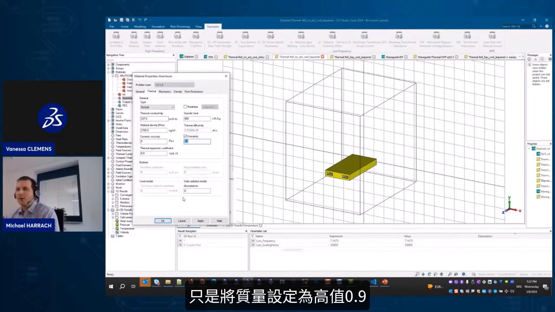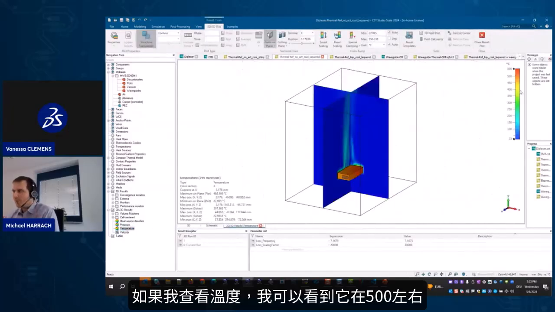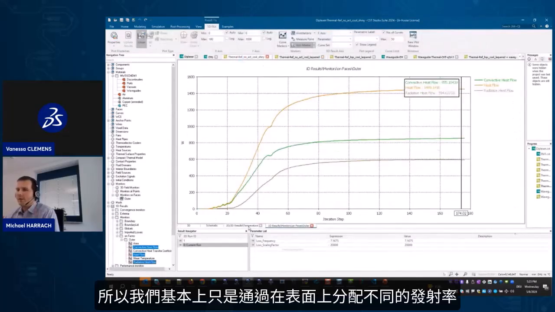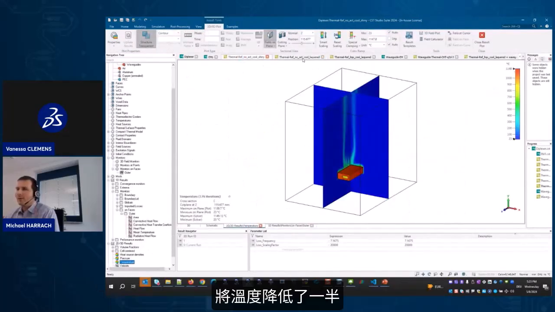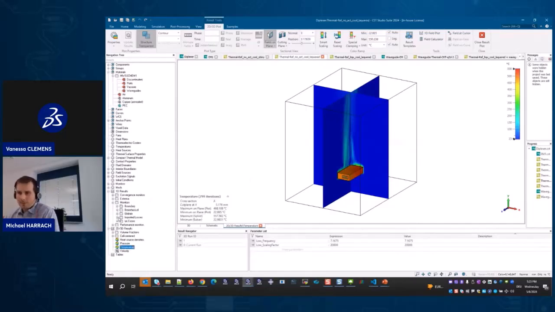And so how does that change if I were to make no other change, but simply switch the emissivity to a high value of 0.9, as it might be if we have a lacquered surface here. If I look at the temperature, I can see it's at 500 something. So we've basically halved the temperature simply by assigning a different emissivity on the surface.